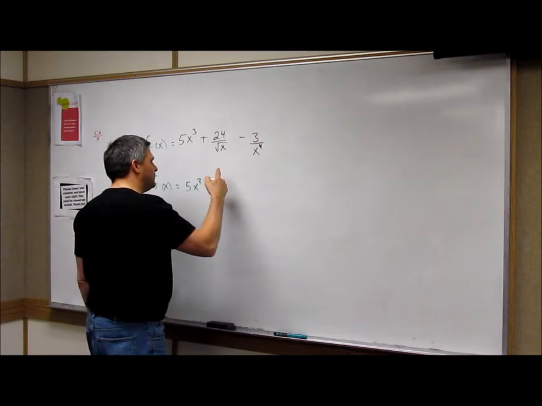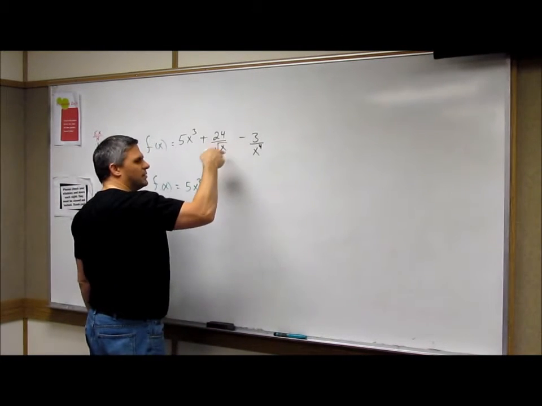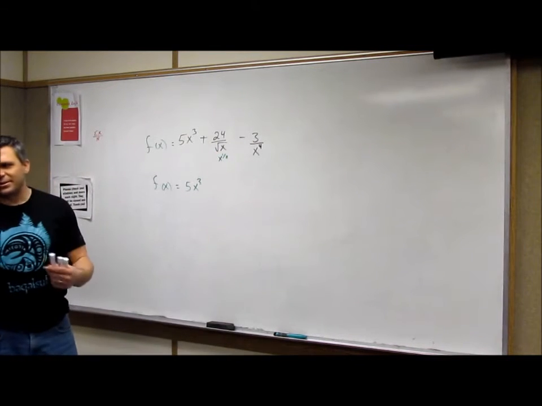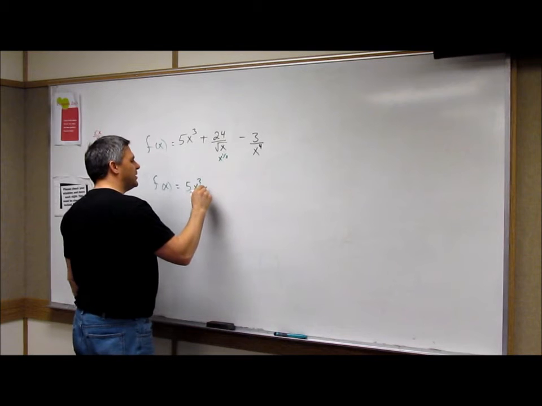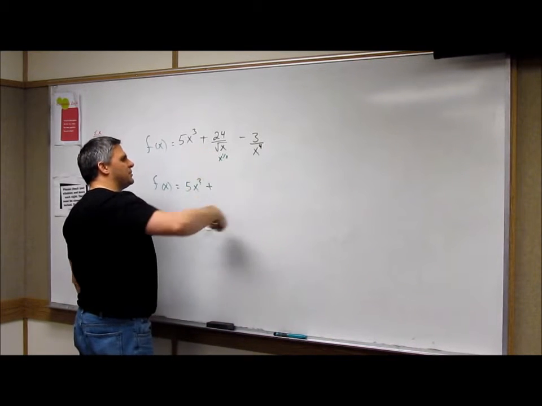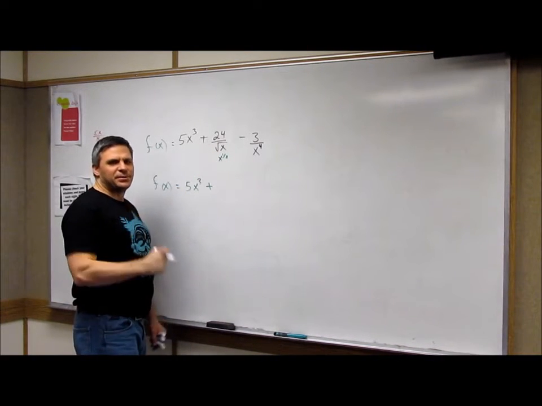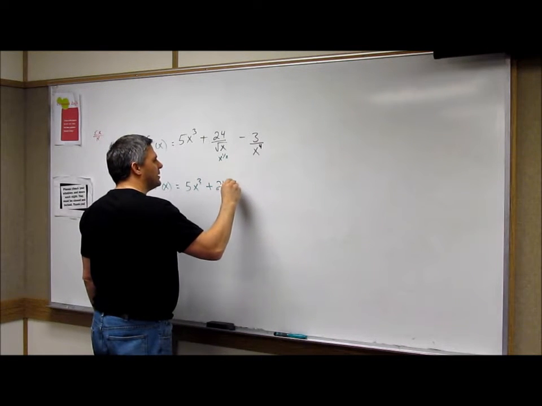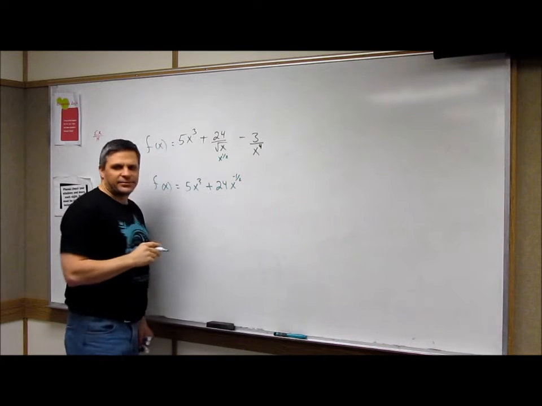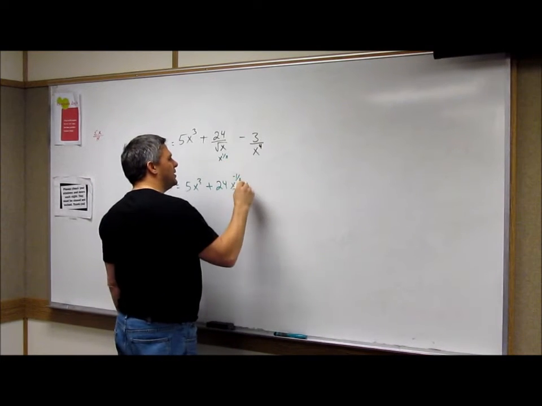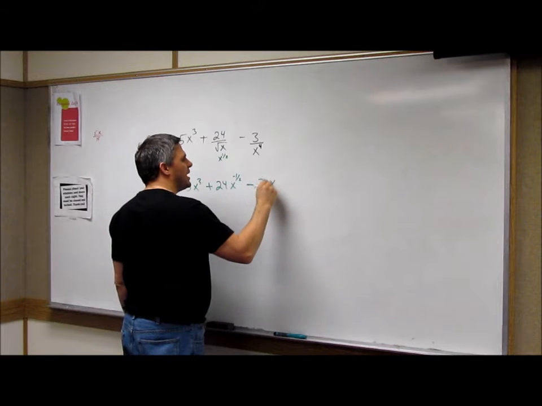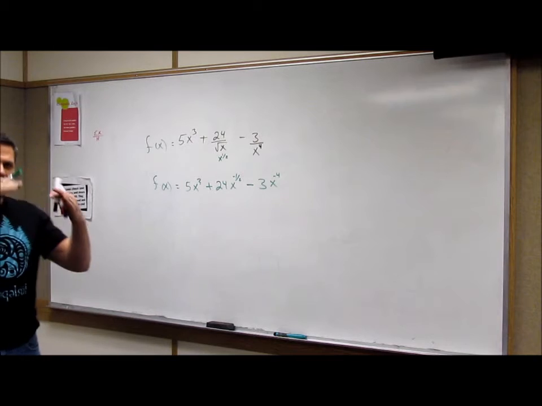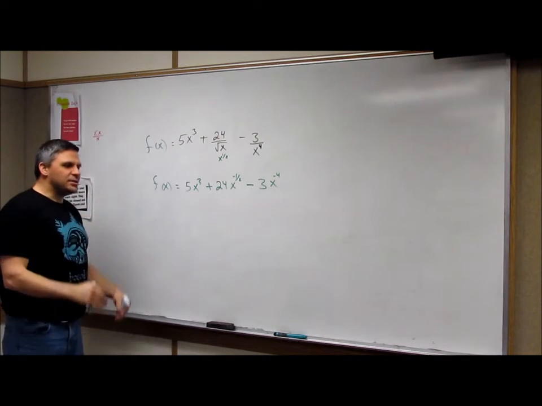So first of all, this square root x is really x to the 1/2. So I really want to realize that. Second of all, it's in the bottom, so to bring it to the top, I have to make the exponent negative. Okay, so 24x to the negative 1/2. And then this one, I do the same thing, minus 3x to the negative 4. Because that way I have them all on one line, and now I can do my power rule.